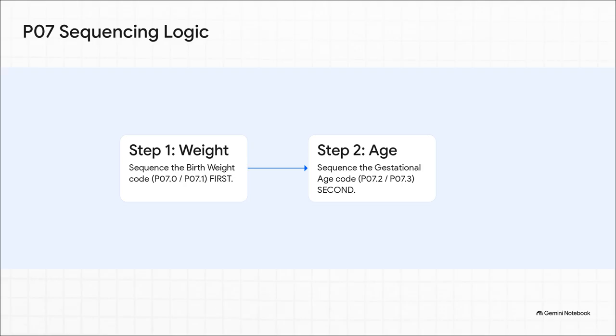You have to sequence the birth weight code, so categories P07.0 or P07.1, first, every single time. Then, right behind it, in the secondary slot, you sequence the gestational age code from categories P07.2 or P07.3. It's super simple. Weight always pulls rank over age.